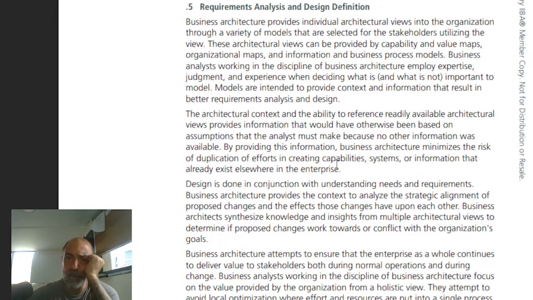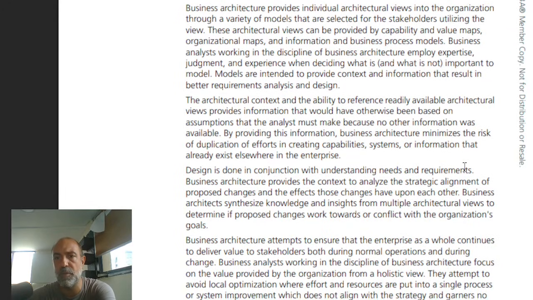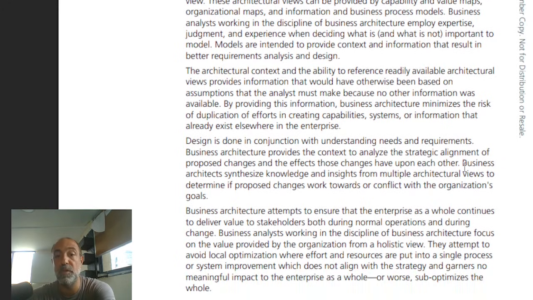Requirements analysis and design definition. Business architecture provides individual architectural views of the organization through a variety of models that are selected for the stakeholders utilizing the view. These architectural views can be provided as capability maps, value maps, organizational maps, and information and business process models. Business analysts working in the discipline of business architecture employ expertise and judgment when deciding what is and what is not important to the model. Models are intended to provide context and information and result in better requirements.